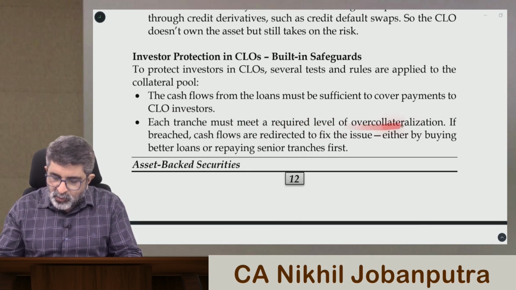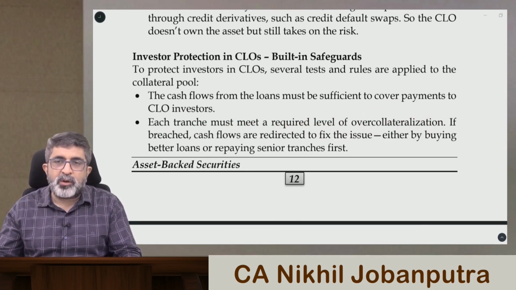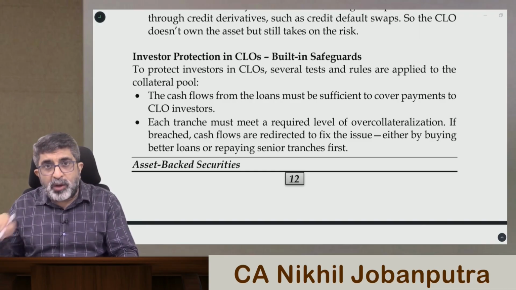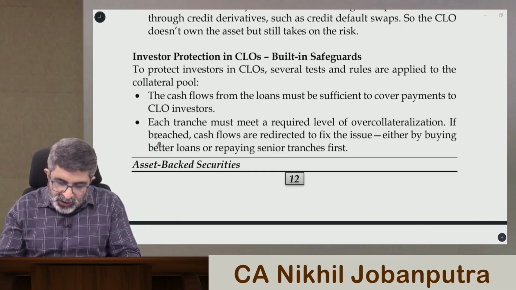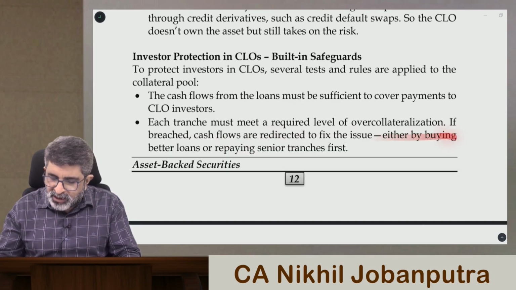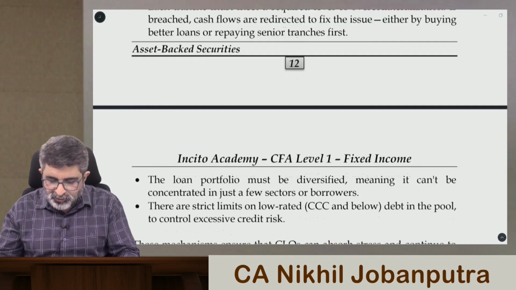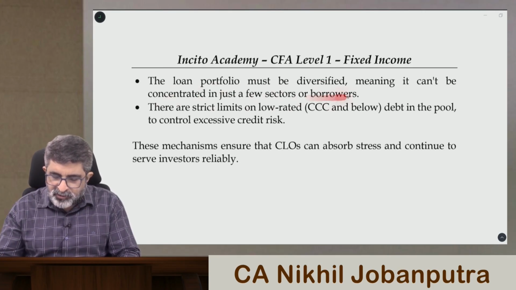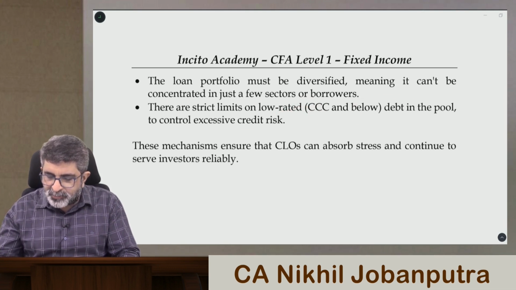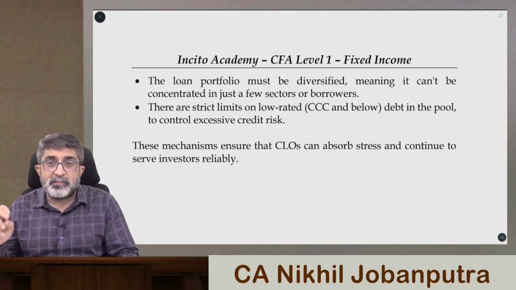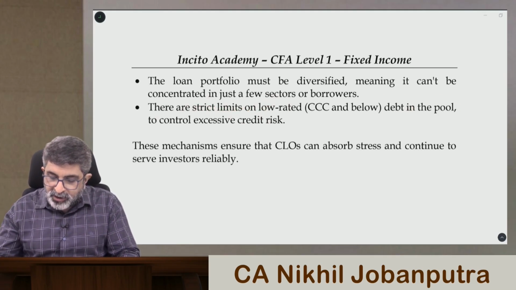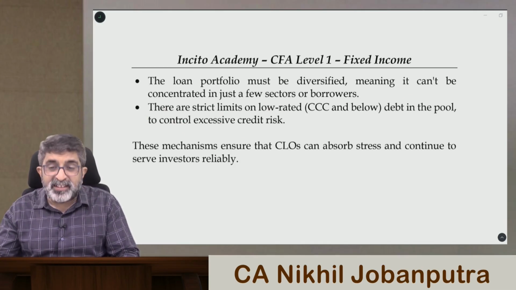Each tranche must meet a required level of overcollateralization. When you go for overcollateralization, it is not tranche-wise; it is actually protecting all the tranches as an overall protection made for that entity. If breached, cash flows are redirected to fix the issue, either by buying better loans or repaying senior tranches first. The loan portfolio must be diversified, meaning it can't be concentrated in just a few sectors or borrowers. There are strict limits on low-rated debt, CCC and below, where CCC is a type of low-rated security, to control excessive credit risk in the pool.